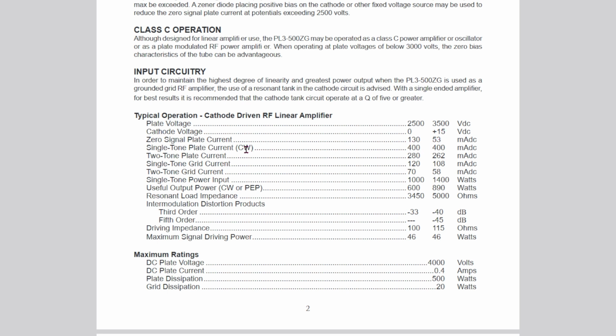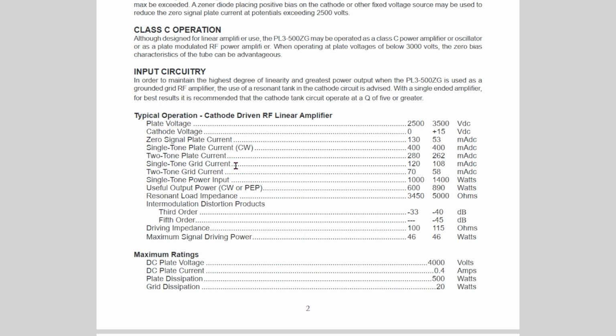And let's look at some really important numbers. I'm going to skip the two-tone part because most of us don't have... I happen to have one, but most of us don't have a two-tone signal generator. So let's just look at single tone. And this is per tube. If your amp has two tubes, the numbers will be either double or half, depending on what we're looking at. So single tone plate current, CW, 400 mils.